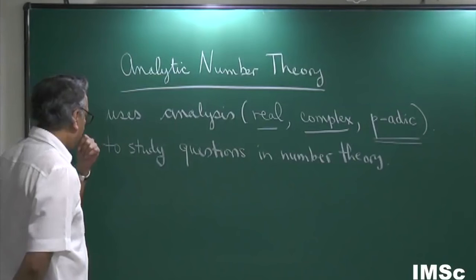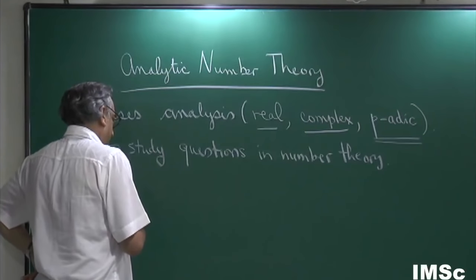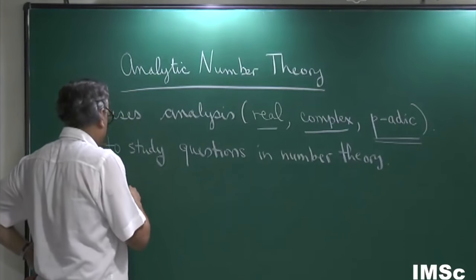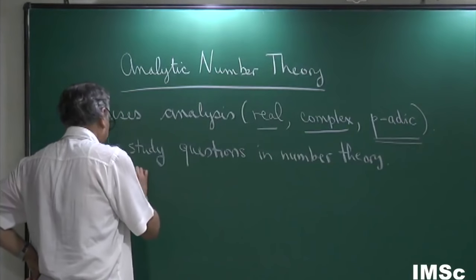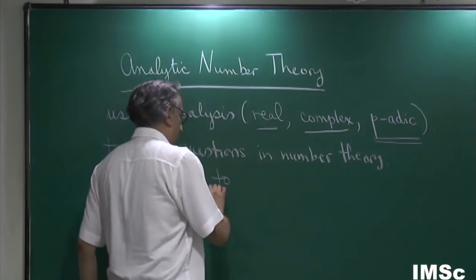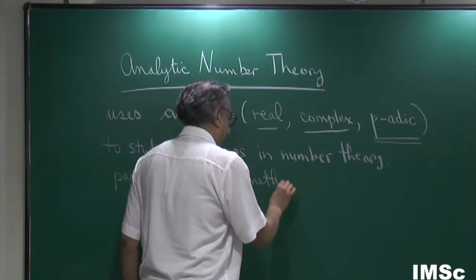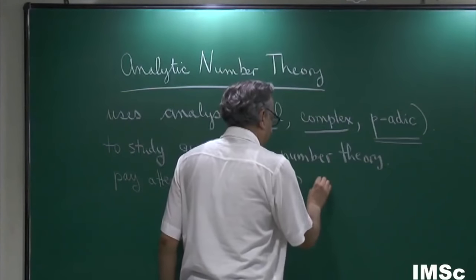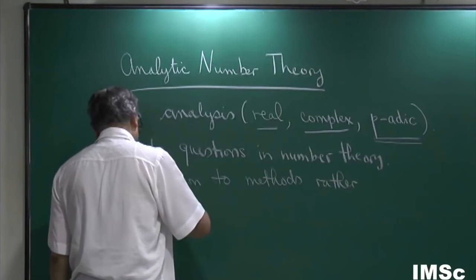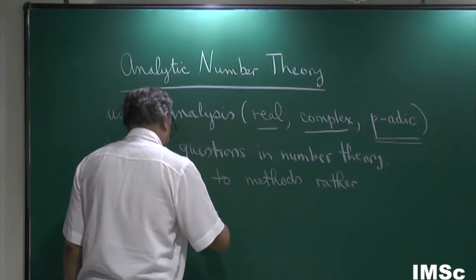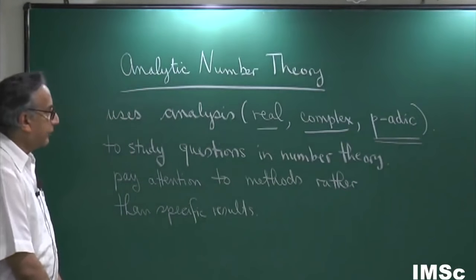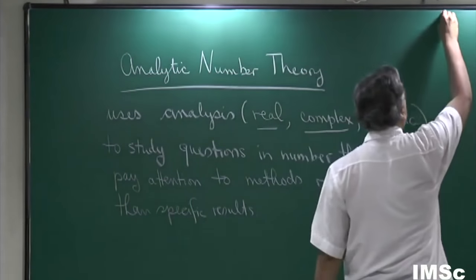Okay. Now, generally speaking, we will look at methods rather than theorems, we'll pay attention to methods rather than results. Okay, so this is just a working definition of what analytic number theory is.